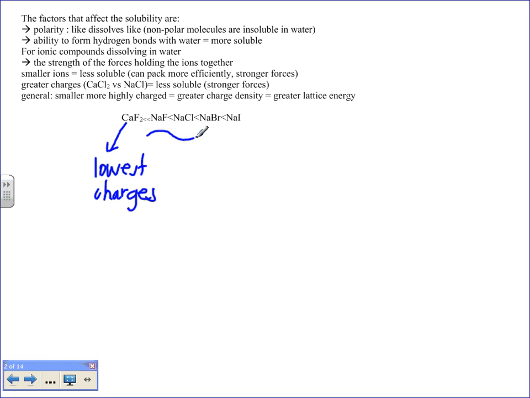For these four substances, they both involve a positive and negative ion. Okay, so the charges will not affect the solubility. Here it is the size of the ions that will have an impact on the solubility. So fluorine, being the smallest ion out of the four, okay, is going to have the strongest lattice energy, and so it's going to have the lowest solubility.